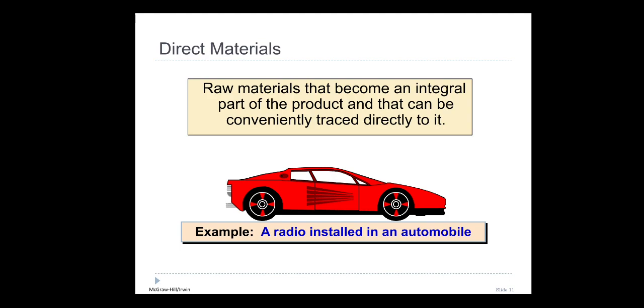The amount related to direct material is called direct material cost. If you look at this car, there are many direct materials. For example, here is a radio installed in the sport car. That is one direct material. The cost of that radio is the direct material cost. You can see there are many direct materials here: the tires, the rim, the engine, the window. Everything that you can see, they are raw material. The amount related to the direct material is called the direct material cost.